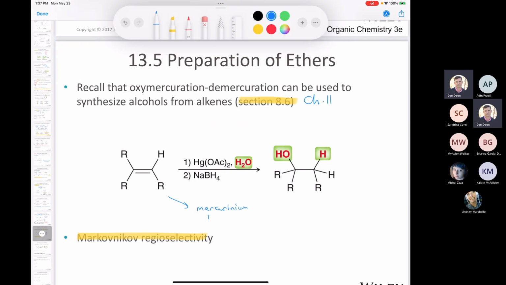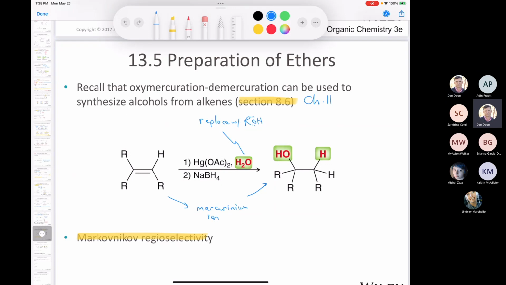And then the mercurinium ion undergoes nucleophilic attack by water, and then it ends up undergoing the demercuration with sodium borohydride. But if we replace the water, here we'll replace with alcohol, right? If you replace this with an alcohol, the alcohol can attack the mercurinium ion, and instead of getting an alcohol, you'll get an ether because you end up with OR instead of OH.